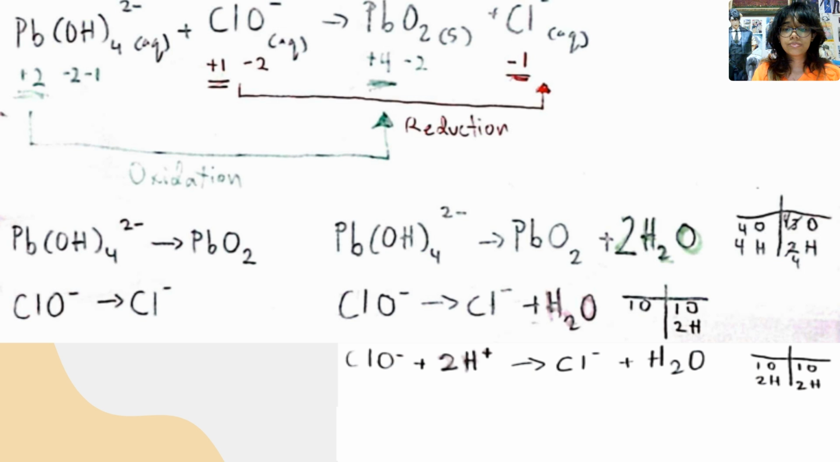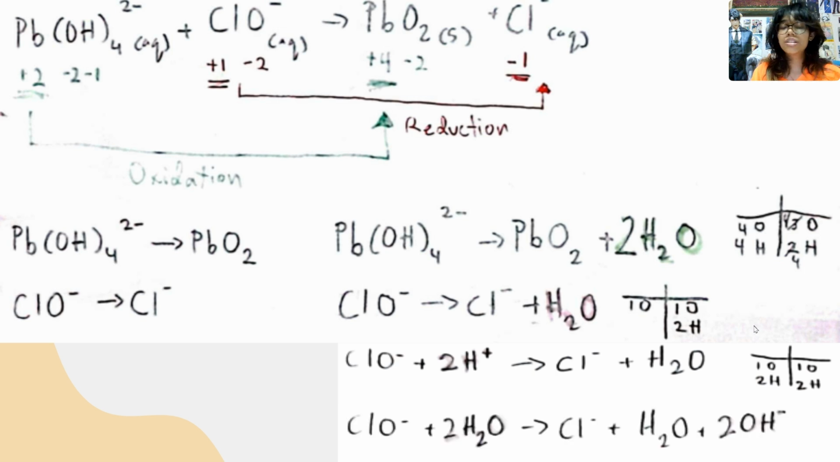Our next step is, because this is in a basic condition and we have H+ here, we can't have that. So we have to add OH- to whatever H+ we have, and we also need to balance that on both sides. As we can see here, we added two OH- to this side, making it 2 waters. And over here, we also have 2 OH- because we added 2 OH- on the reactant side, so we have to add it to the product side as well, just to balance it out.